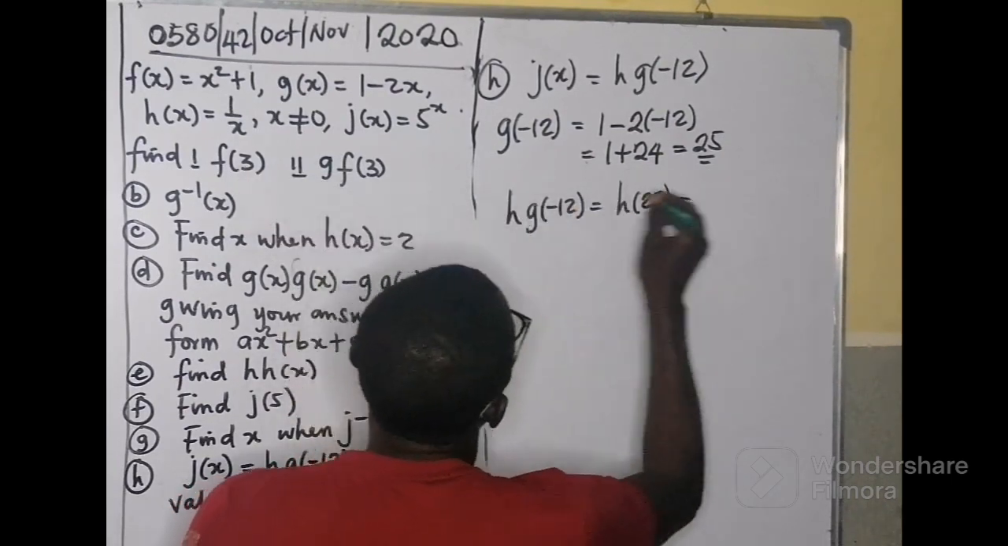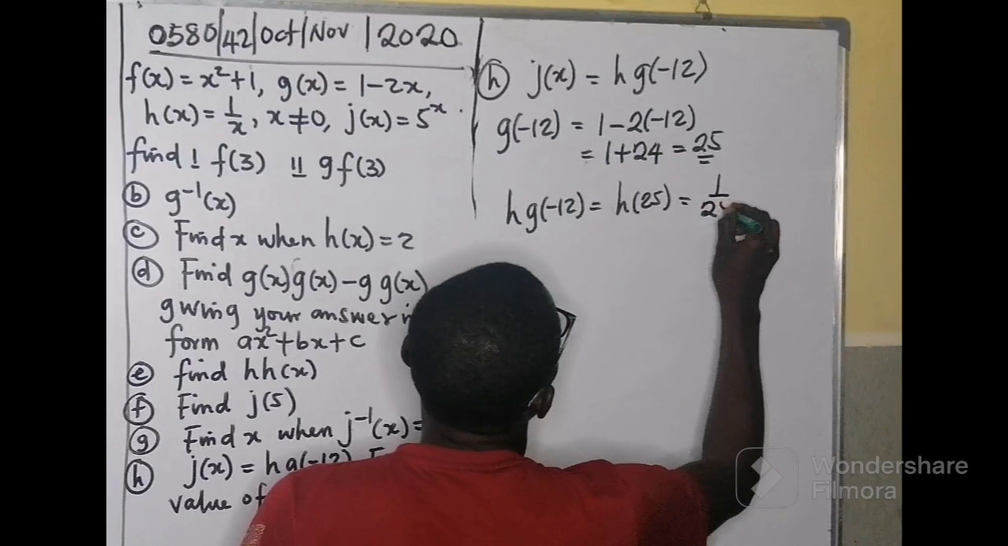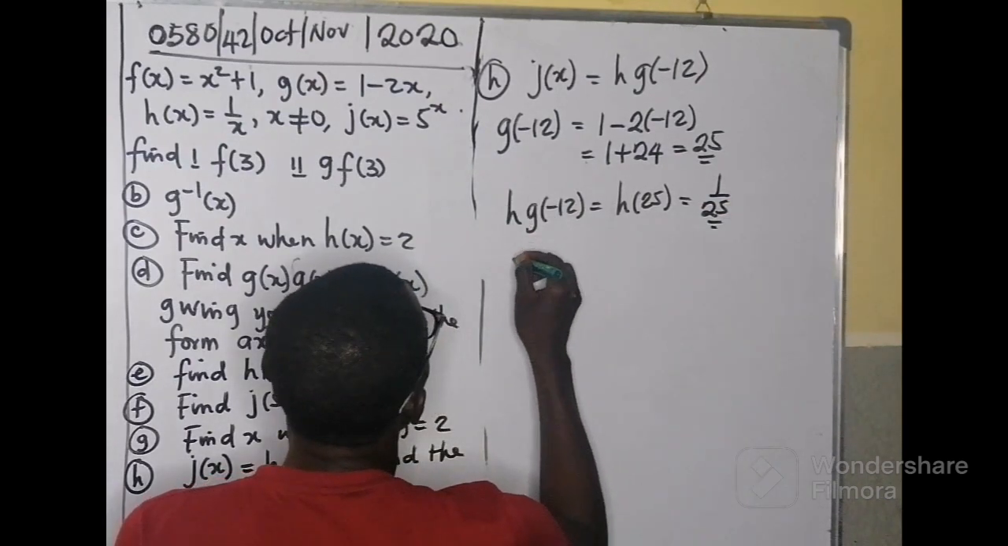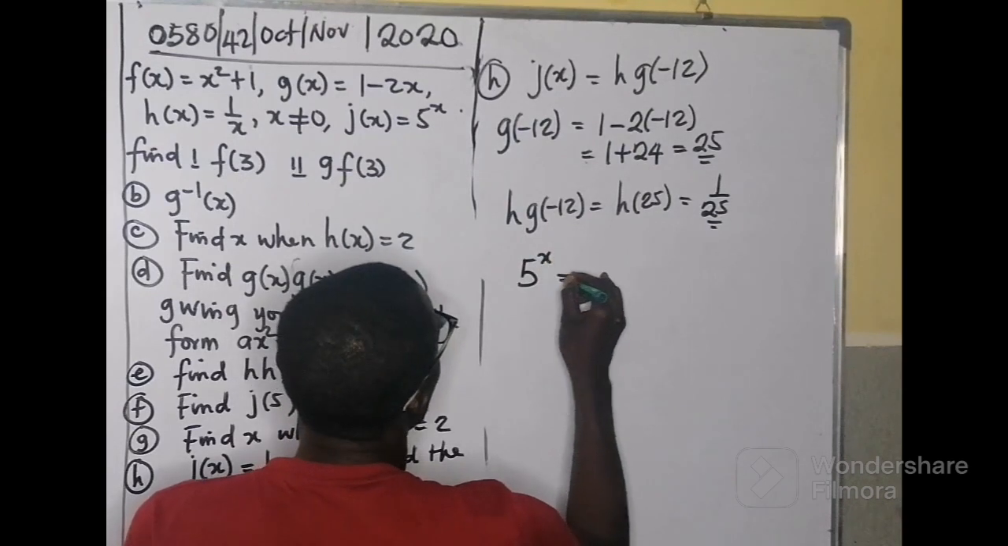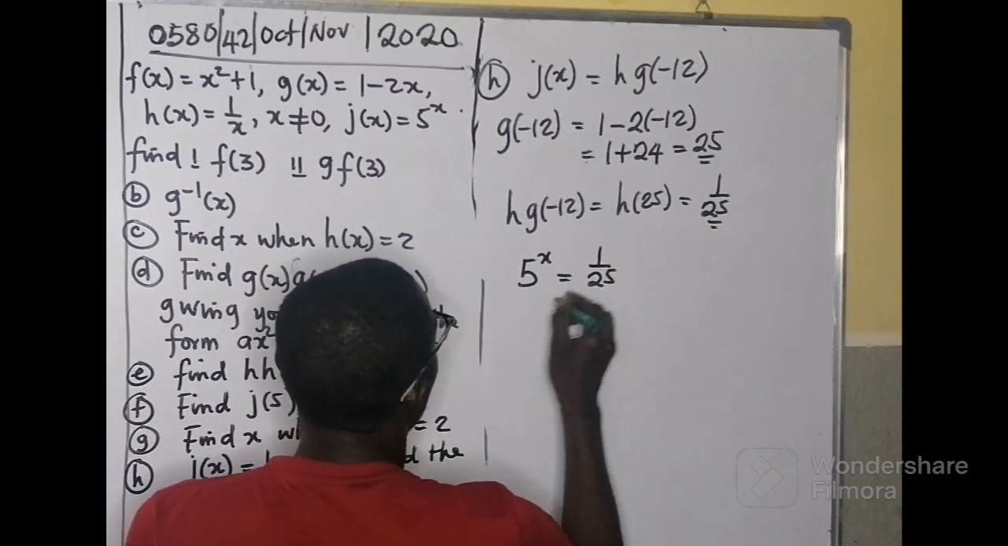And what is h of x? That is 1 over 25. So what it simply means is that, what is g of x? g of x will now give you 5 raised to the power of x. Will give you 1 over 25.